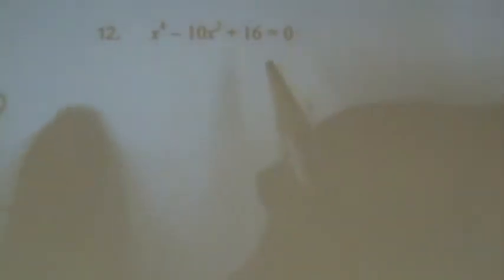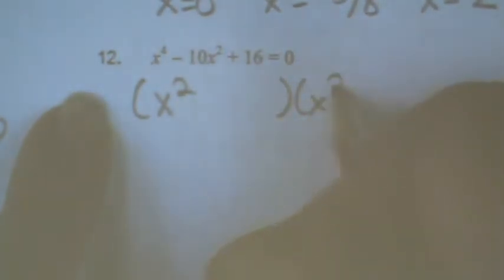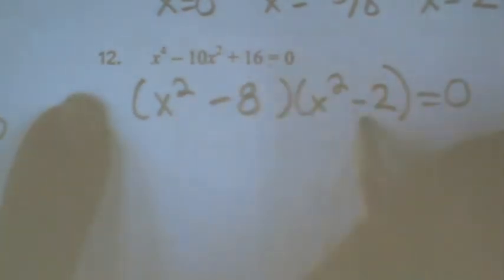Number 12. I'm going to try to factor this one. What times what is 16 that adds to be negative 10? We have x squared and x squared, and I'm going to say negative 8 and negative 2. Those two multiply to be 16 and add to be negative 10.